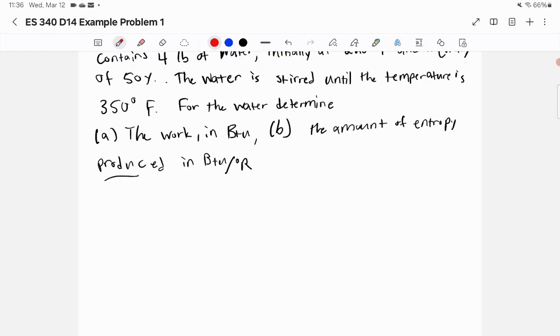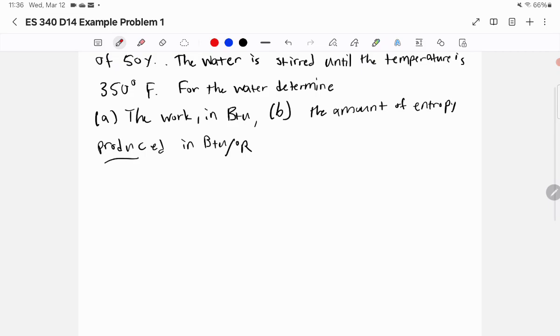Okay, so what we have here, I think this is per pound actually, times degree R. Well, we can, no, we have the mass, so I'll leave it that way.